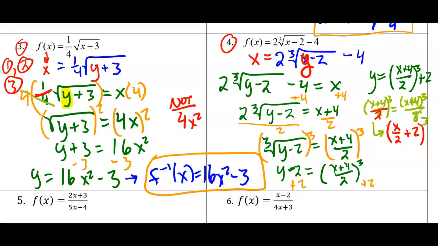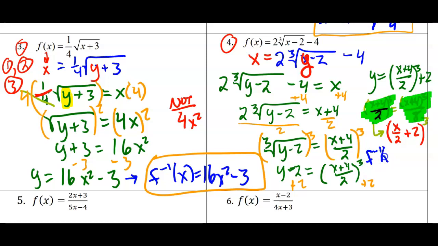So that's what I would choose for my format, either this one, the whole thing over 2 cubed, or this one, x plus 4 cubed over 8. Okay? Either one is fine. It's usually going to be easier if you just try and leave it unsimplified. So I'm just going to go with the first statement.